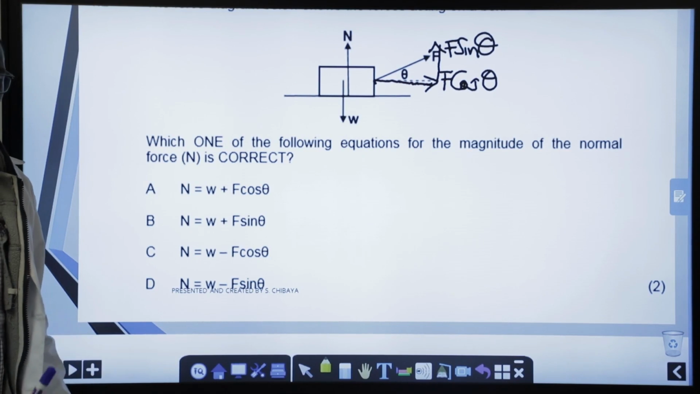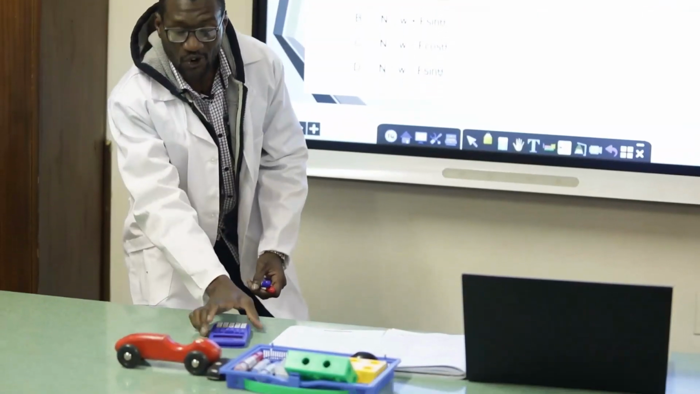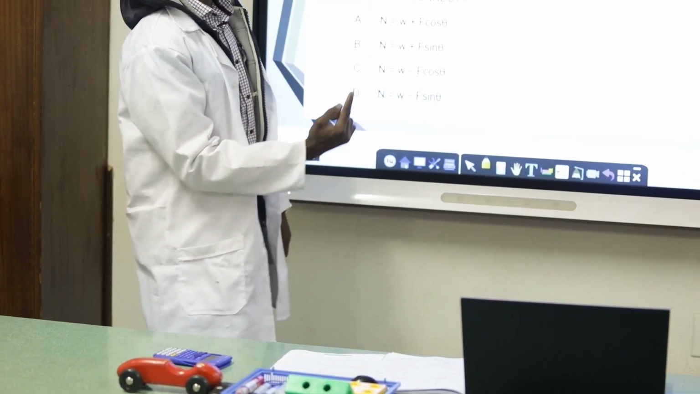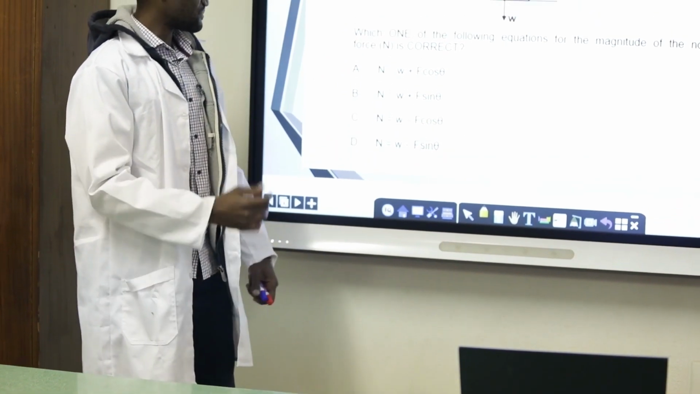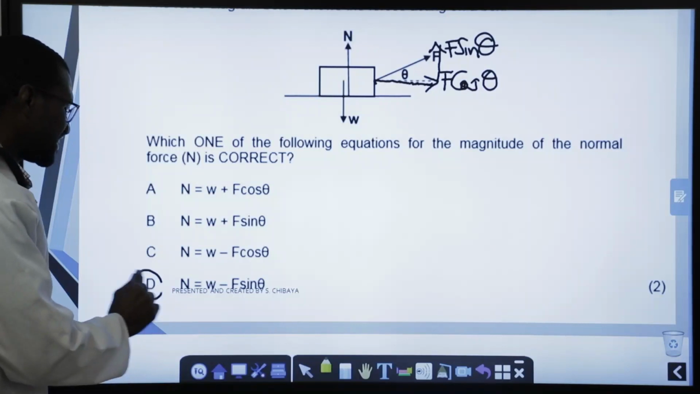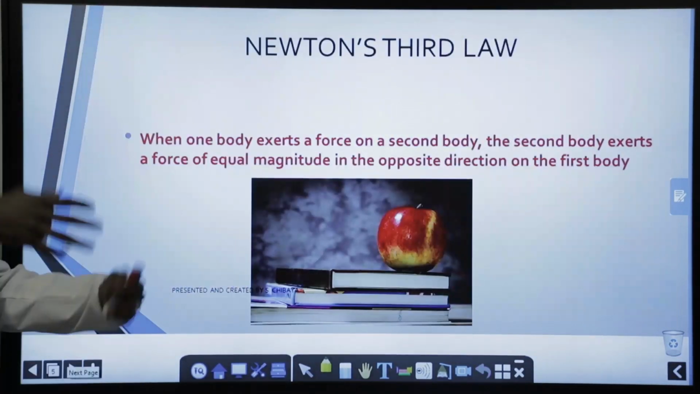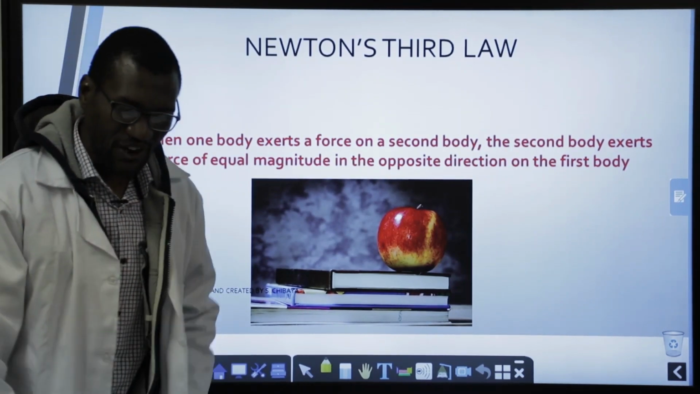So now think about it. How much is the surface onto which the object is on, normal force, going to exert upwards? Think about it quickly. Did you say the answer is D? Well done, you got it right. We are removing the cobwebs from our heads.